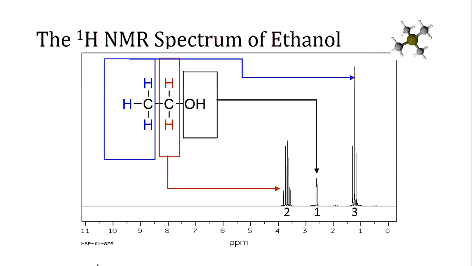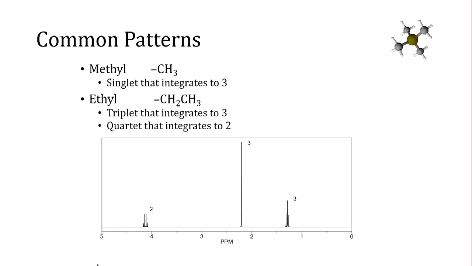We see the peak for the OH is a singlet, and we see the peak for the CH2 is a quartet because it has 3 neighbors. Here are some common splitting patterns. Methyl groups that don't have any neighbors show up as singlets that integrate to 3.